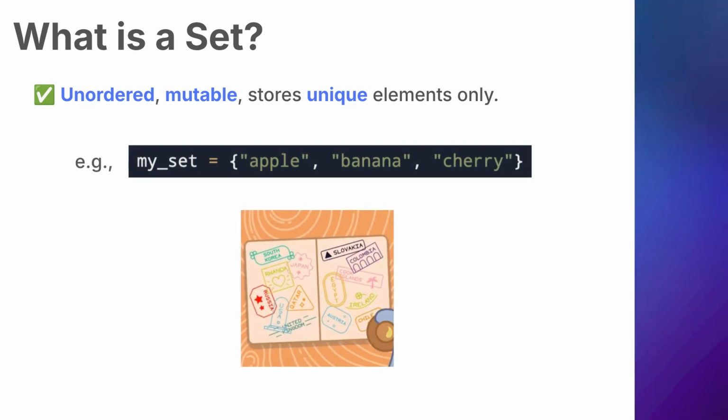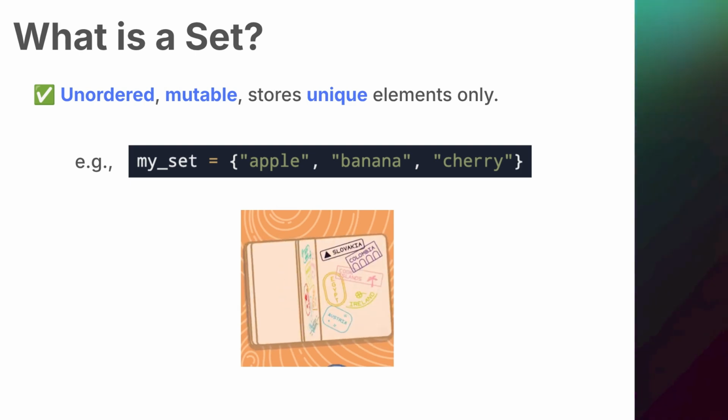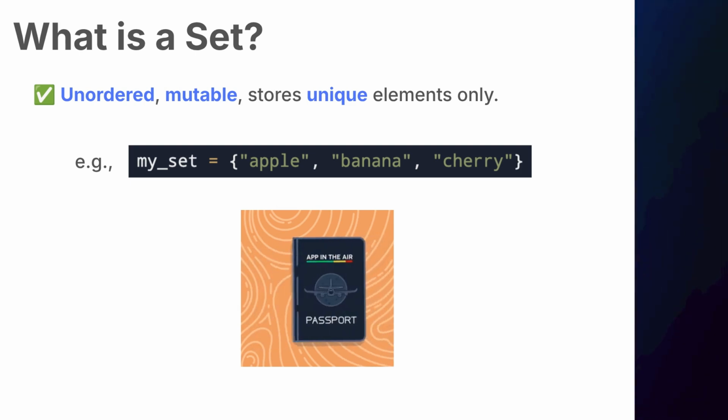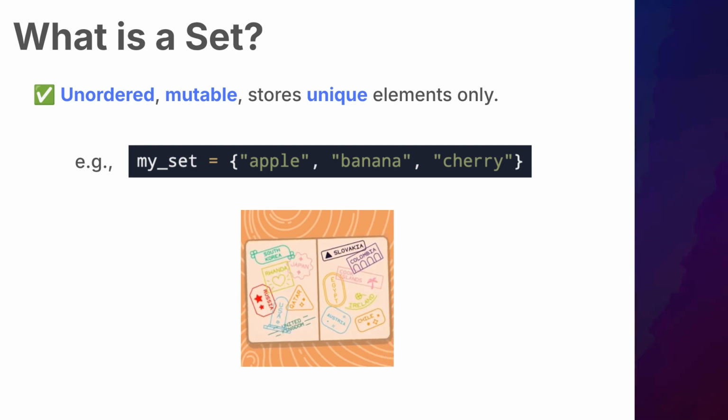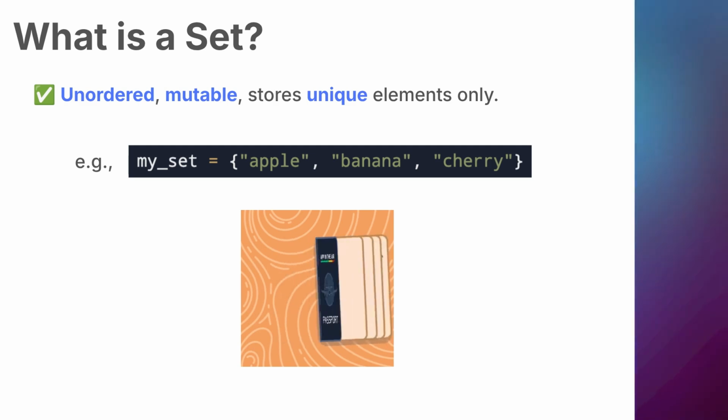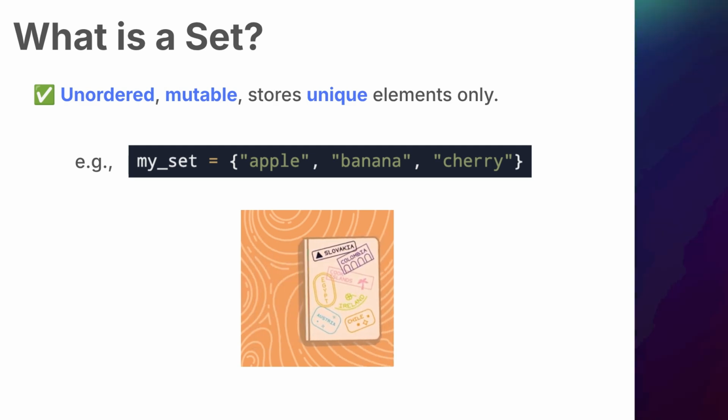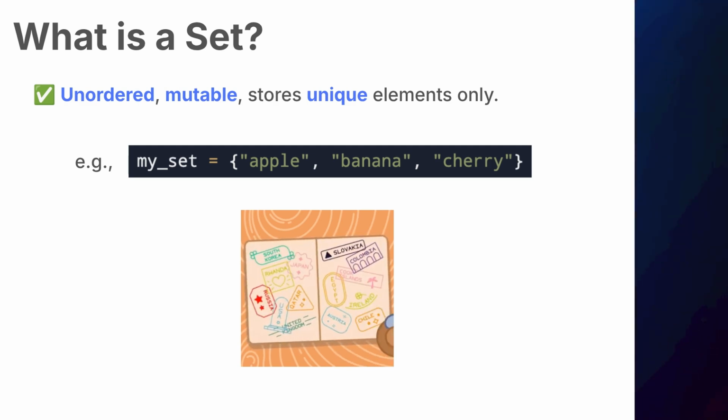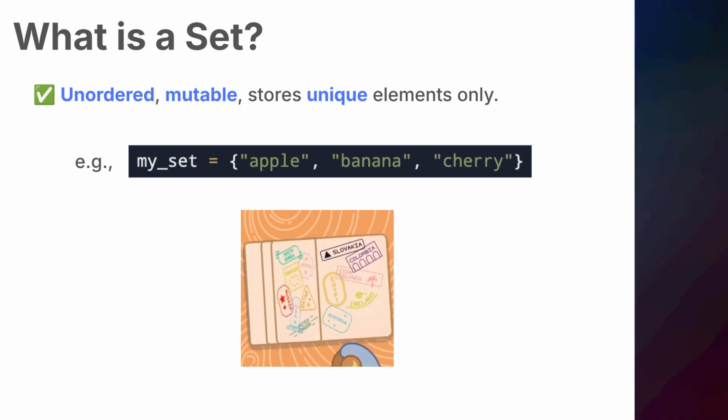Imagine you're collecting stamps and you don't want duplicates. Each stamp should be unique in your passport. That's a set in Python. Why use a set? To remove duplicates automatically. To do set math like union, intersection, difference. When order doesn't matter, only existence.